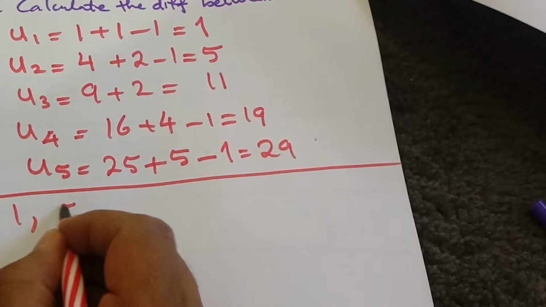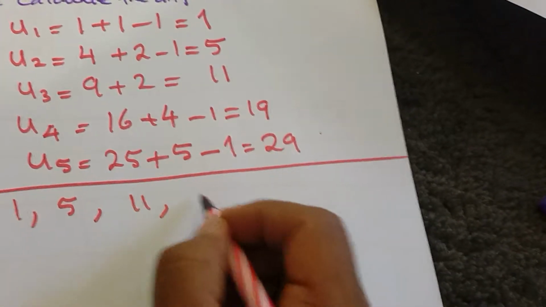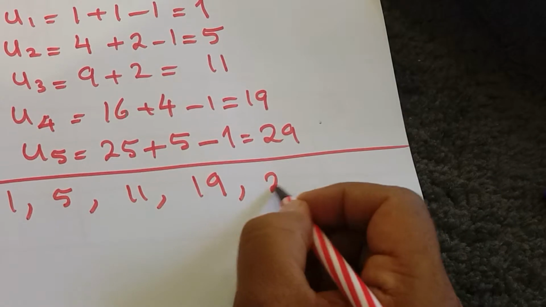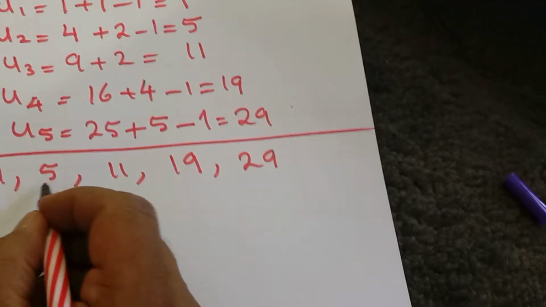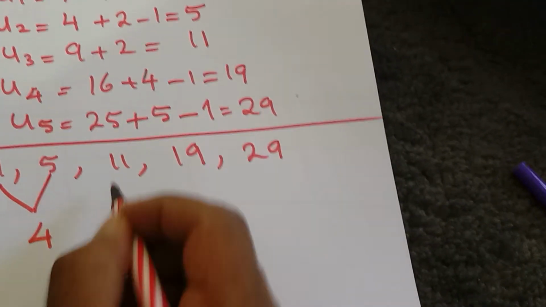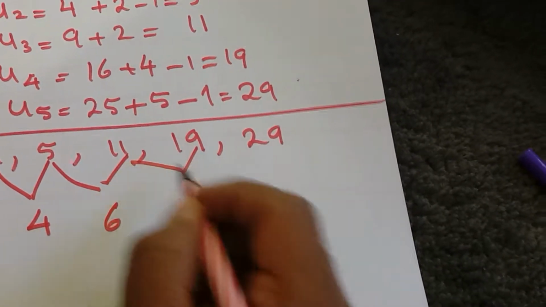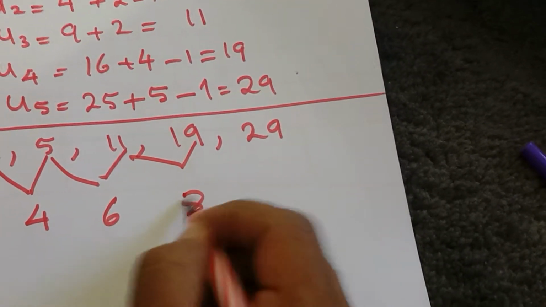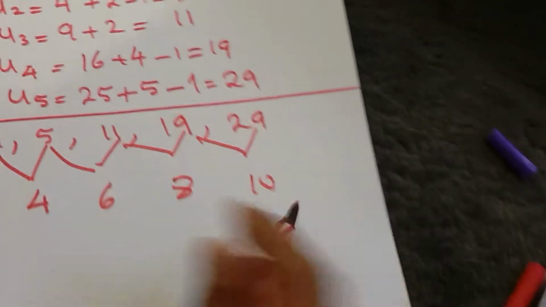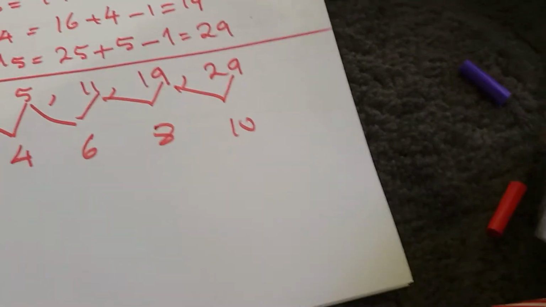This is 1, then 5, then 11, then 19, then 29. Let me compute the difference. The difference is 4. The difference is 11 minus 5, which is 6. The difference is, I guess, 8. The difference is 10. So this does not look like arithmetic.